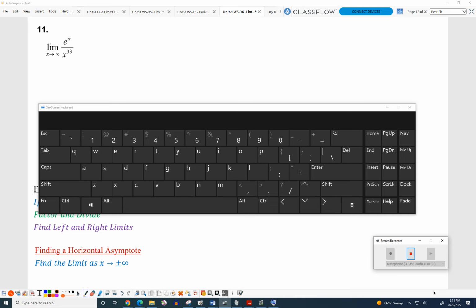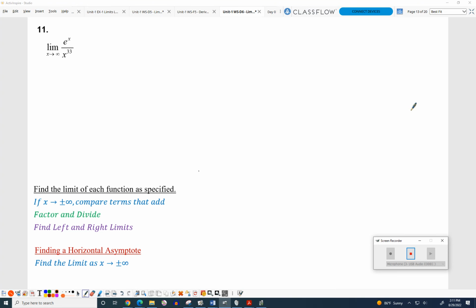Very satisfactory answer, but that's kind of the best I can say. Okay, notice x is approaching infinity, so we are supposed to compare terms that add. Trouble is we have no terms adding. Skip that. We should factor and divide if we can. That ain't gonna work. So we're left with just, well, we can't even check left-right limits because when you're going to infinity, there is no right of infinity.